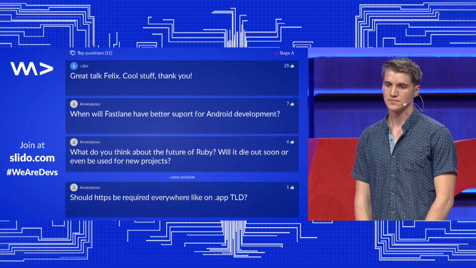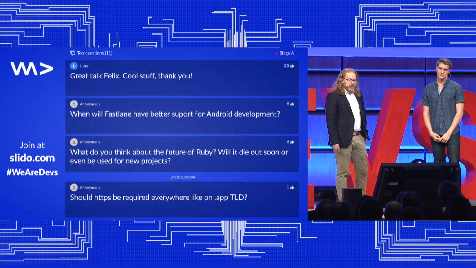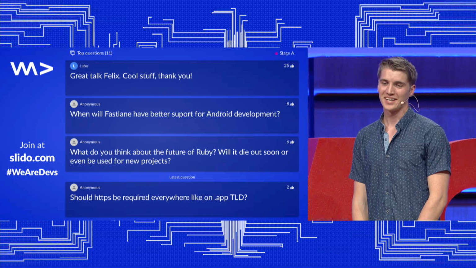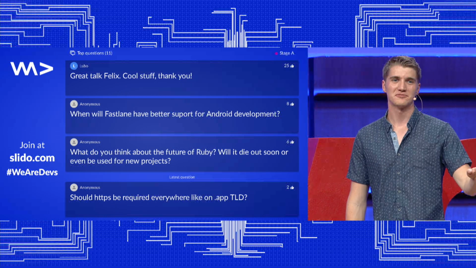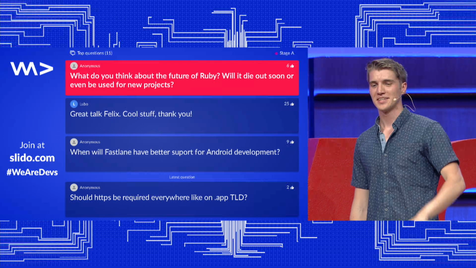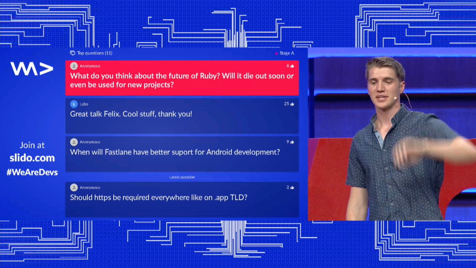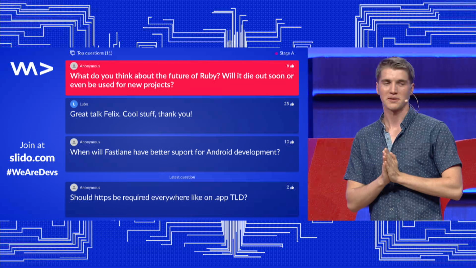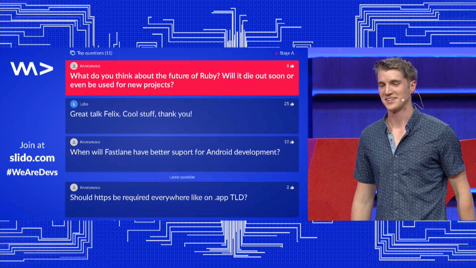What do you think about the future of Ruby? Will it die out soon or even be used for new projects? That's a bit of a loaded question. Yeah, I mean, I saw this graph recently about the number of RubyGems packages being published, and it went down slowly, unlike the number of NPM packages. So I was like, all right, I don't want to land on the street next year, so I started learning JavaScript. I did that over the last, I don't know, half year.